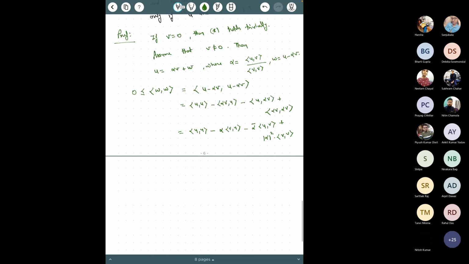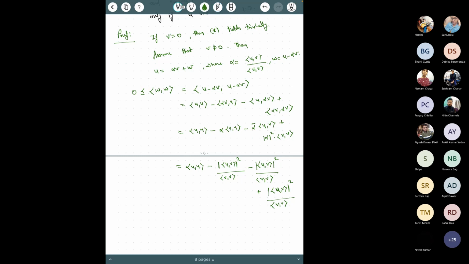Now if I write what alpha is here, alpha is the inner product of U with V divided by the length of V square. So I can write this term as mod of the inner product of U and V square, divided by this one. Similarly for the next term, it would be the same thing. And for the last term also, it would be mod of the inner product of U and V square divided by the length of V square, but then one term would be cancelled with this one.